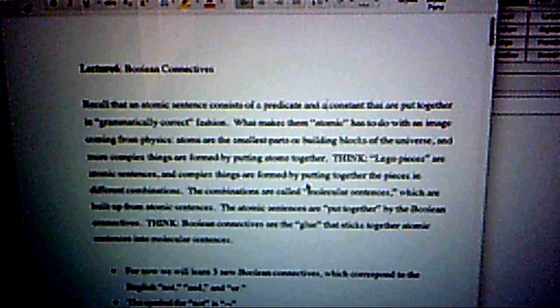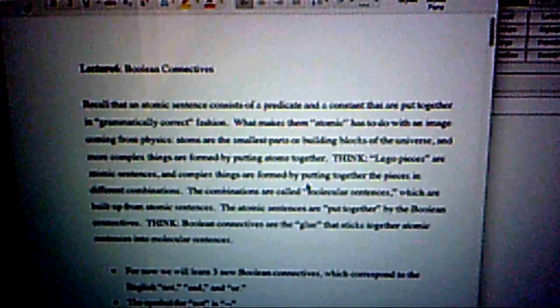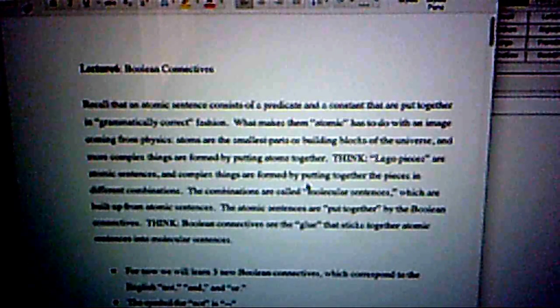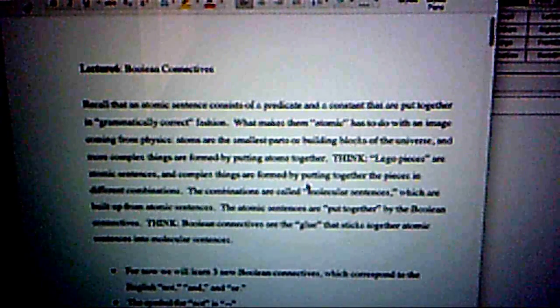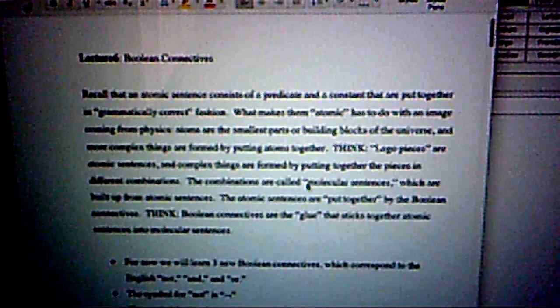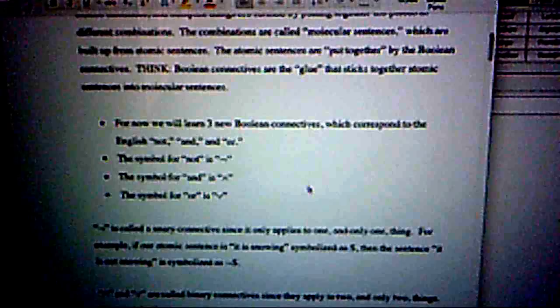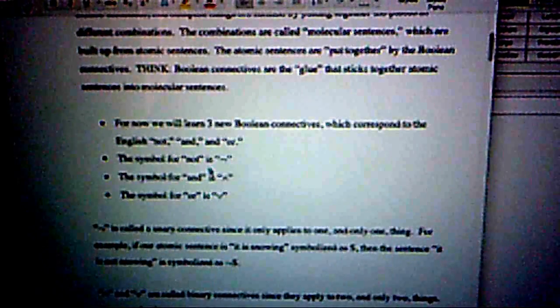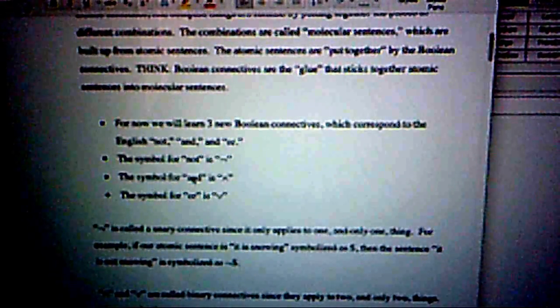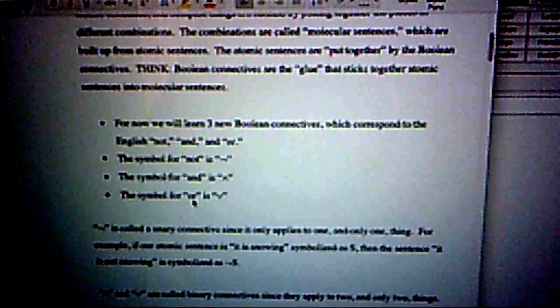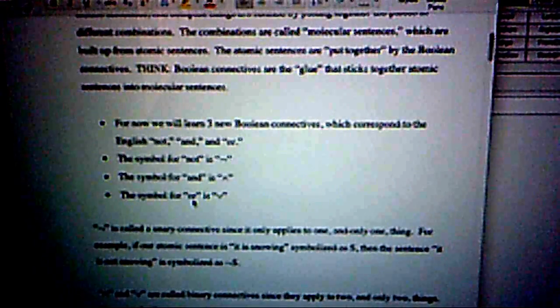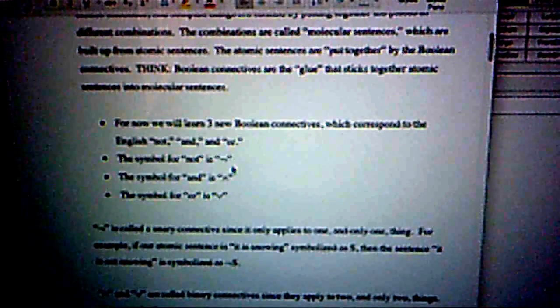Okay, so Boolean connectives, how that links up to that idea. Boolean connectives are the glue that puts together atomic sentences, not atoms, but atomic sentences, which are basic units of meaning, into larger units to form what are called molecular sentences. The connectives that we're going to study to start off, there's three of them. One Boolean connective is not, another one is and, and another is or. They're called connectives because they join up with atomic sentences to form bigger things.